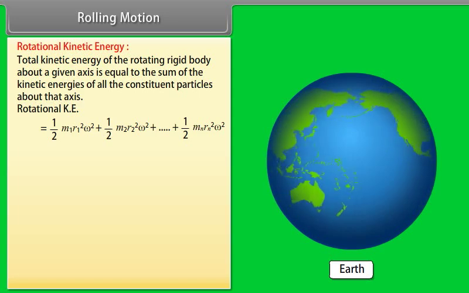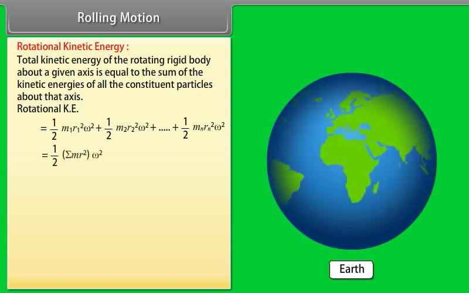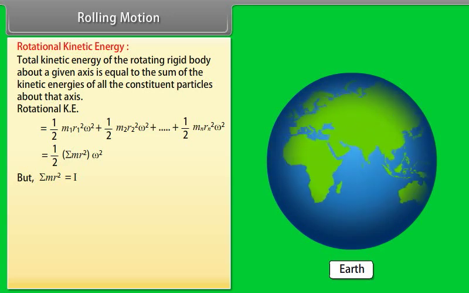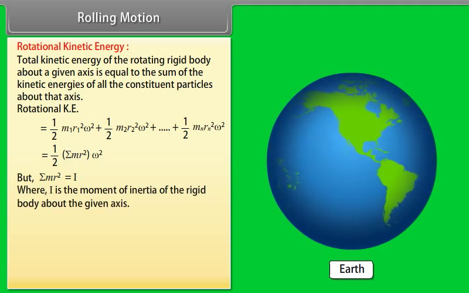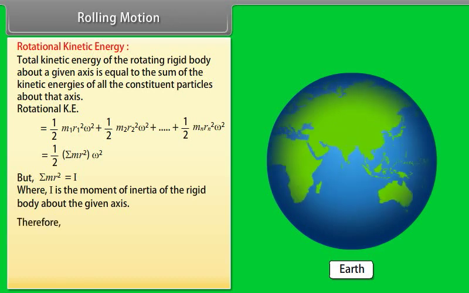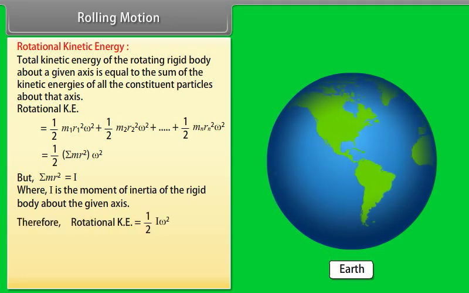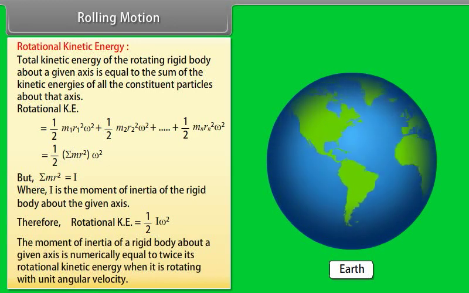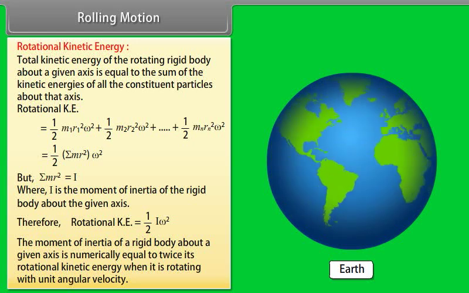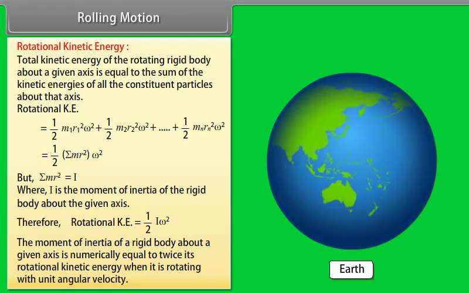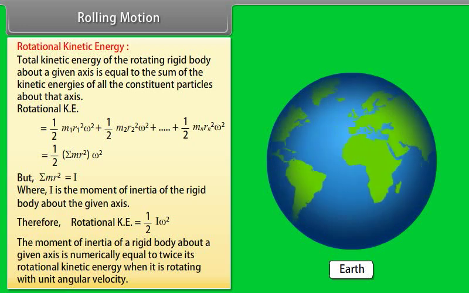On summarizing this equation, we get rotational kinetic energy is equal to half summation of m r square multiplied by omega square. But we know that summation of m r square is equal to moment of inertia of the rigid body about the given axis. Therefore, rotational kinetic energy is equal to half I omega square. The moment of inertia of a rigid body about a given axis is numerically equal to twice its rotational kinetic energy when it is rotating with unit angular velocity.